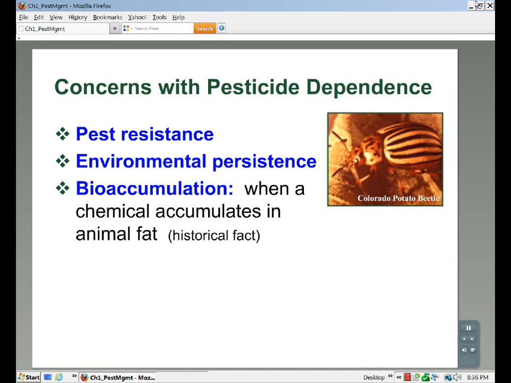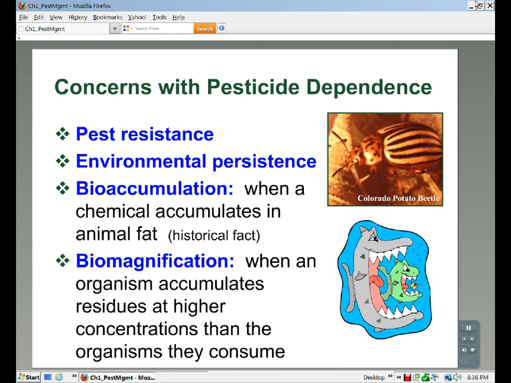Some organisms accumulate chemical residues in higher concentrations than those found in their food source. This process is called biomagnification. For example, invertebrates with pesticides in their tissues are eaten by fish, which are then eaten by birds. The birds at the top of the food chain accumulate the highest concentration of pesticide residues. Pesticides that bioaccumulate and biomagnify have been removed from the marketplace.